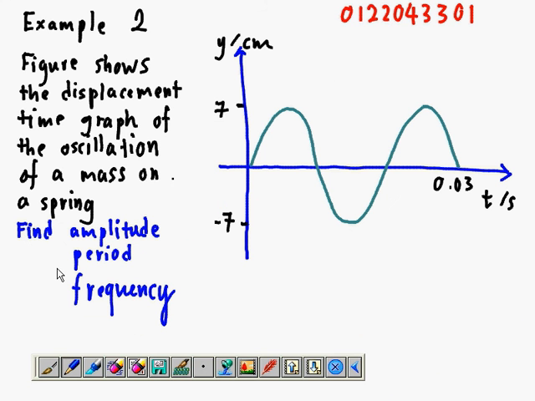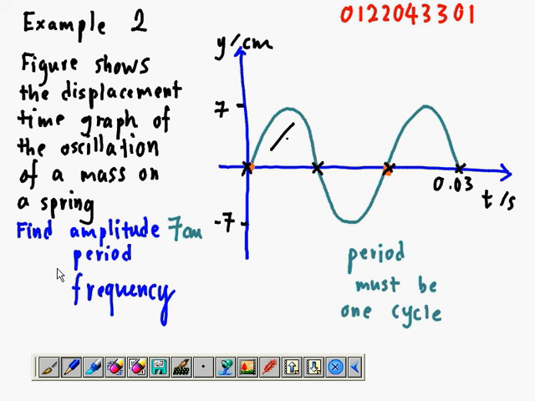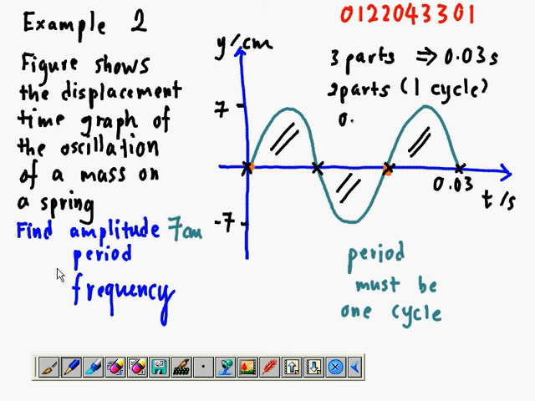Example 2, the figure shows a displacement-time graph. Amplitude is 7 cm. Period is not 0.03. Period must be one complete cycle. How do I define one complete cycle? It's basically from this point to another point. It seems to me there are 3 parts, so I can label them 0.01, 0.02, 0.03. I need 2 parts because that's one cycle. This is 0.01, 0.02, and this is the answer for period.